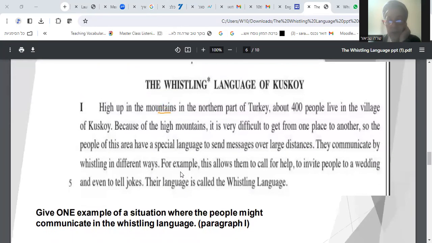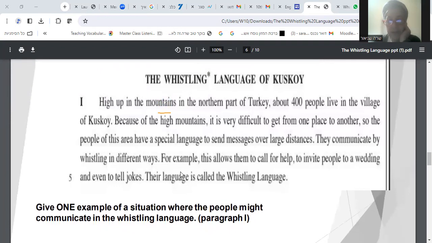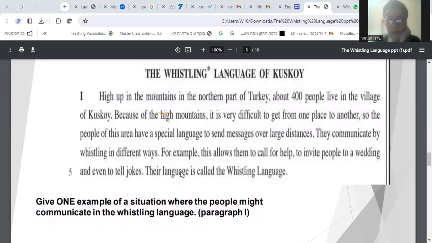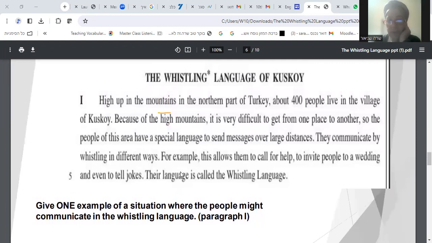So here's the text, and it's the same text that we read before. And now is another question. Let's look at it. Give one example of a situation where the people might communicate in the whistling language.